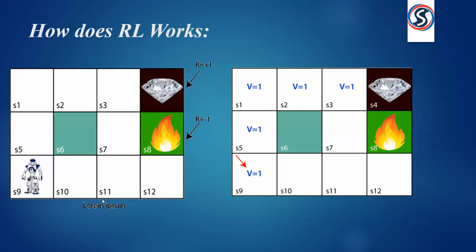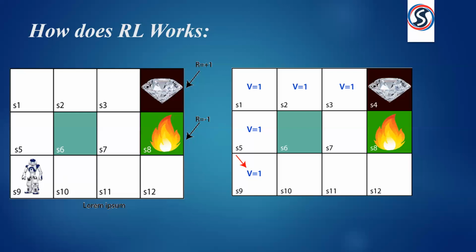So here it can take four actions. It can move up, it can move down, it can move left, or it can move right. These are the four actions it can take. It can't move diagonally or anything like that. Suppose the agent is in S1, he can come down, he can come to the left side, or he can come to the right side. Only these four actions it can perform.